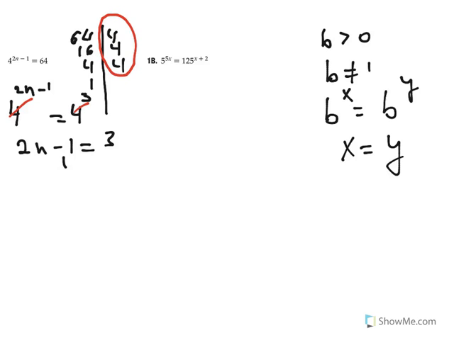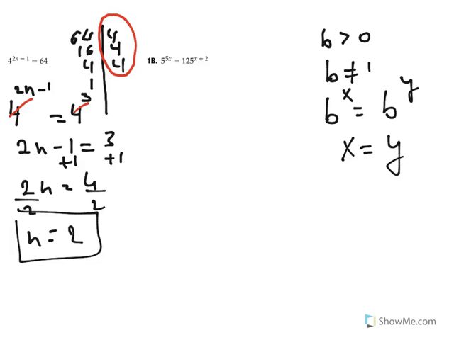And we just solve the equation. It's a linear equation. 2n equals 4, divided by 2, n equals 2. So this is the solution for this equation. Again, the strategy that I used is trying to put the same base on both sides of the equation, and after that I use the property of equality for exponential functions.